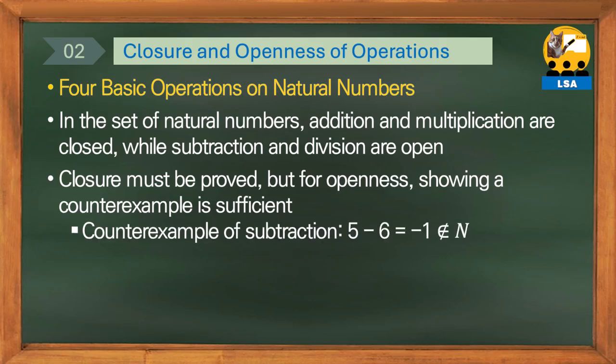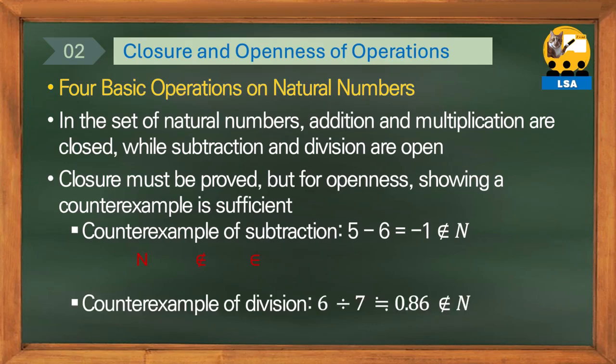As a counterexample of subtraction, the operation value of natural number 5 minus natural number 6 is minus 1, which is not an element of the set of natural numbers, so it is not closed. The letter N is a symbol representing the set of natural numbers, and the symbol with a slash through a fork shape is a symbol expressing "is not an element of" a given set, as you will learn in sets. Then the fork symbol without the slash would express "is an element of" a given set.